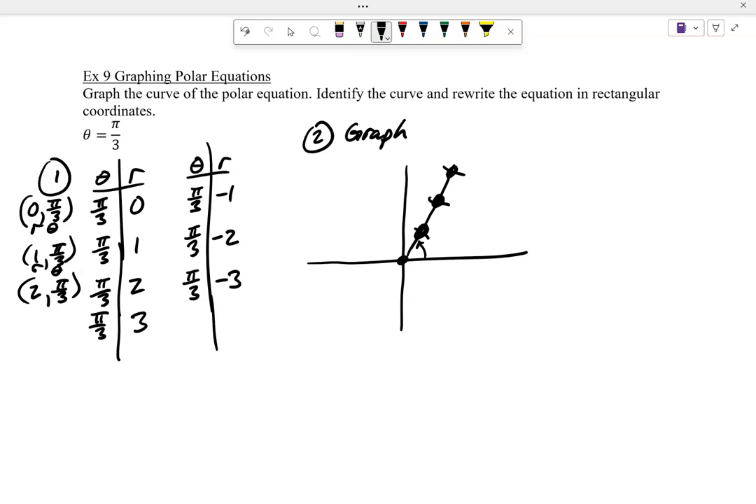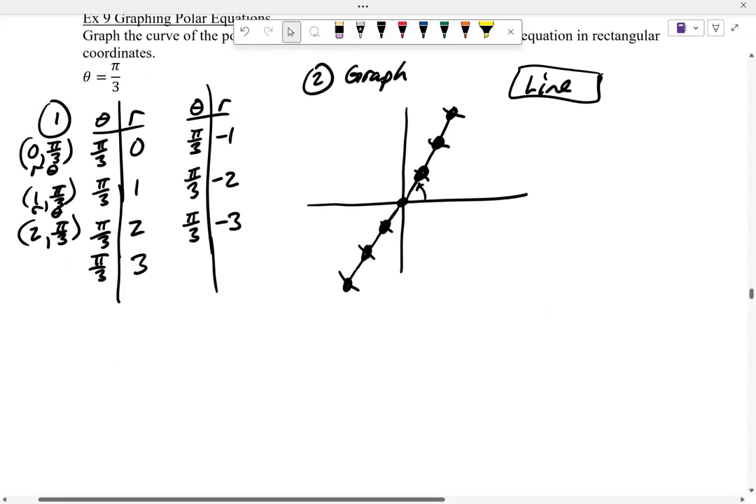Now let me do the (-1, pi/3). R is -1. Well, now I have to go in the opposite direction 1. All right, rotate pi/3, but I went in the opposite direction. (-2, pi/3), opposite direction 2, and so on. And soon enough, you're like, oh, what do I have? This is a line. Well, let's convert it.